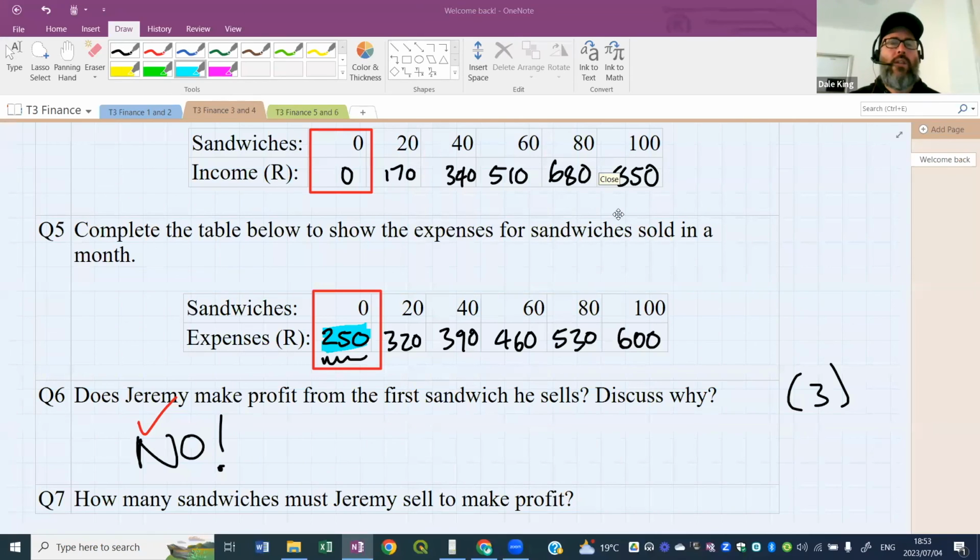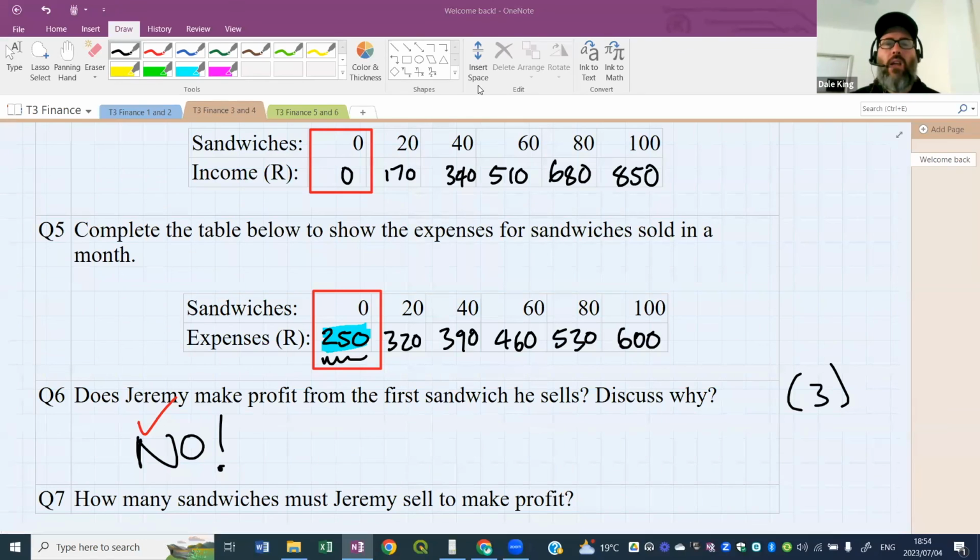Yes, sir. My answer is that the money he gets from selling one sandwich is less than the amount it cost him to produce it. I'm not sure if I'm making sense. You're close. So the money he gets from one sandwich is much lower than his expenses. So he's not going to make a profit. That's the idea of profit, where your income, and someone else already mentioned this, your income is less than your expense. But why are his expenses so high for one sandwich?